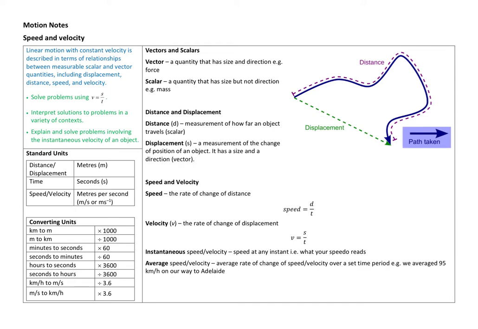Your average velocity is the average rate of change of speed or velocity over a set period of time. So in the example there, we averaged 90 kilometres an hour on our way to Adelaide. So we were speeding up, slowing down, but that was our average. Now later on, and we did look a little bit at this previously, we're going to look at graphing motion, and I think when we look at graphing motion, you're going to see even more the relevance of instantaneous speed and average speed and velocity, but we'll come back to that later.